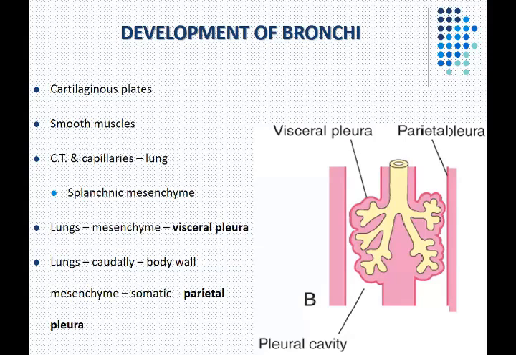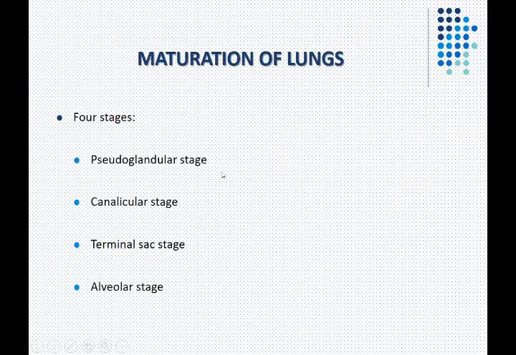ठीक है जी, quick recap. Now let's start with the development of lung proper. You have 4 stages of maturation of lung. The 4 stages are namely the pseudoglandular stage, canalicular stage, terminal sac stage, and alveolar stage. Okay, I repeat once again. It is the pseudoglandular stage, canalicular stage, terminal sac stage, and alveolar stage.